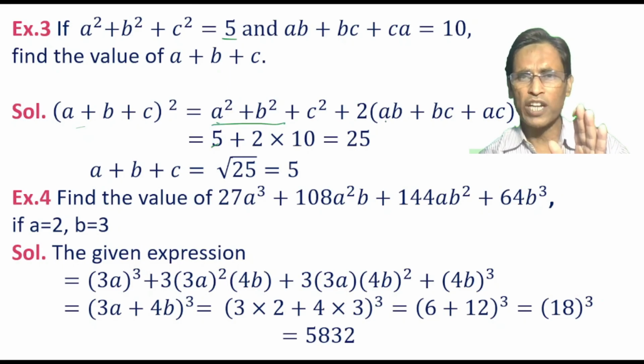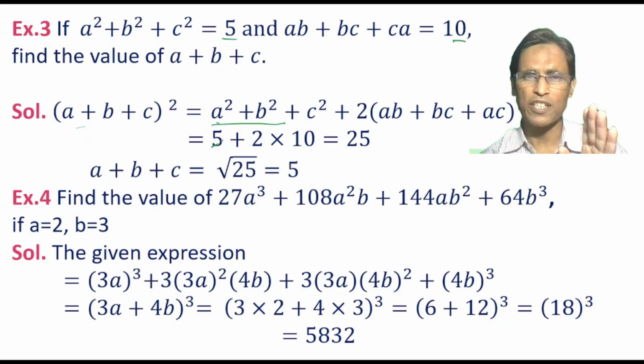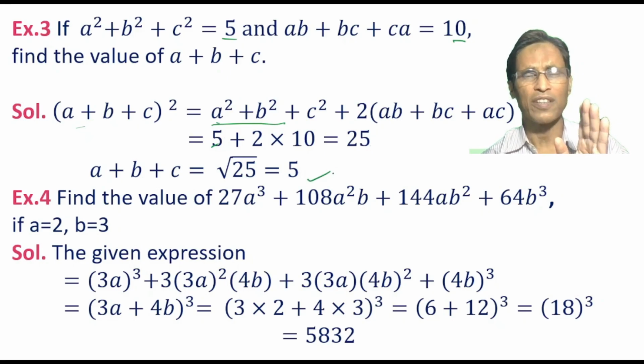Now 2 times ab plus bc plus ca can be replaced by the given value here, ab plus bc plus ca equal to 10, and so this 10 replaces this one, and so 2 into 10 comes 20 and 20 plus 5 comes 25, and this is the value of a plus b plus c to the whole square. Therefore the value of a plus b plus c will be equal to under root 25, which is equal to 5. This is the answer required. Now we come to question number 4.